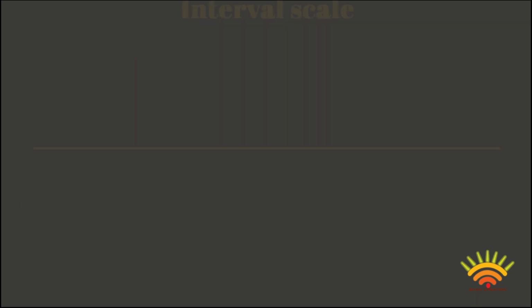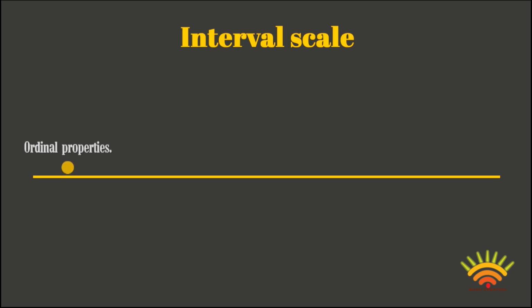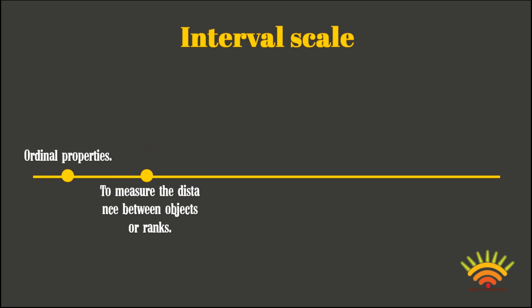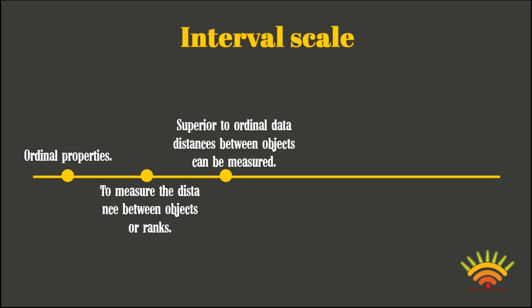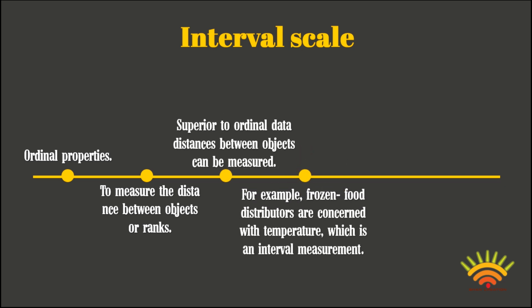Interval data. Interval data are data with ordinal properties. The data can be used to measure the distance between objects or ranks. Interval data are superior to ordinal data because decision makers can measure the distance between 2 observations. For example, frozen food distributors are concerned with temperature, which is an interval measurement.